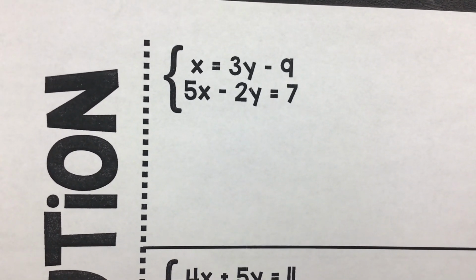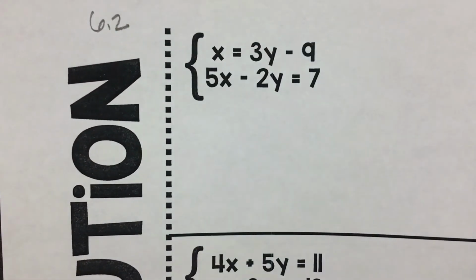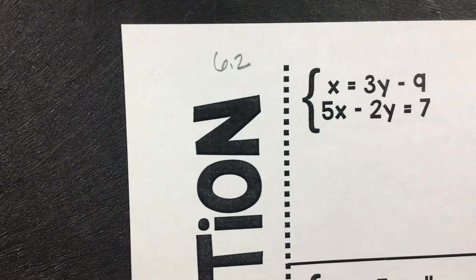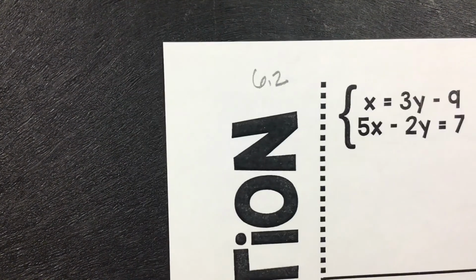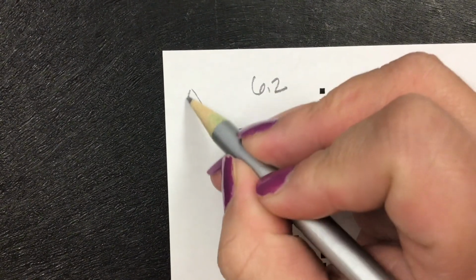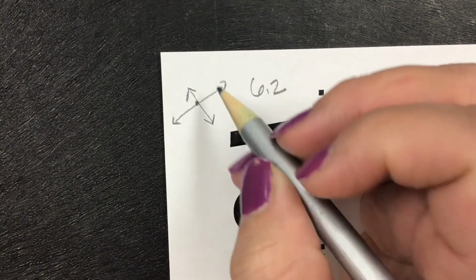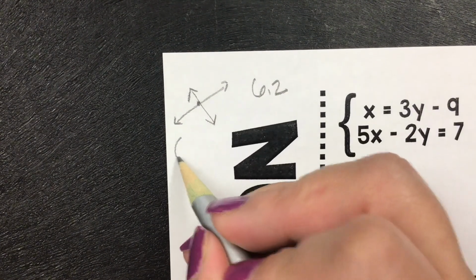This is the video for section 6.2, substitution. And what we're doing in this section is that we're still solving a system of equations, which, remember from the previous section, is that we were looking for the intersection of lines. And that was going to end up being our solution.